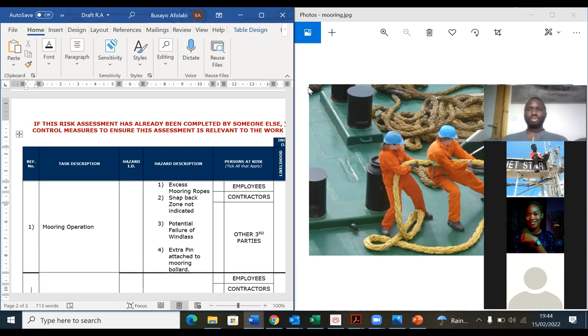To be honest, the rolling and the pitching of the vessel, when I was a cadet, rolling and pitching almost caused an accident that would have cost me my hand as well. So thanks for noting that. Excessive rolling especially.